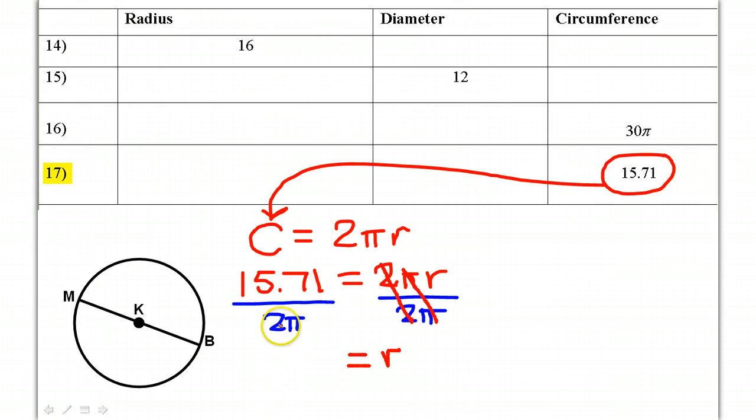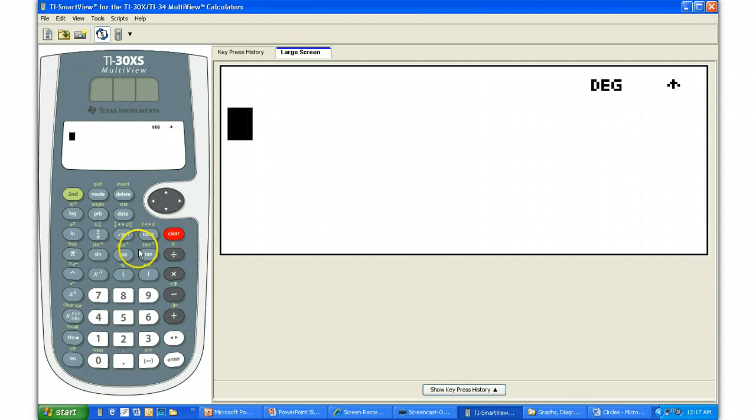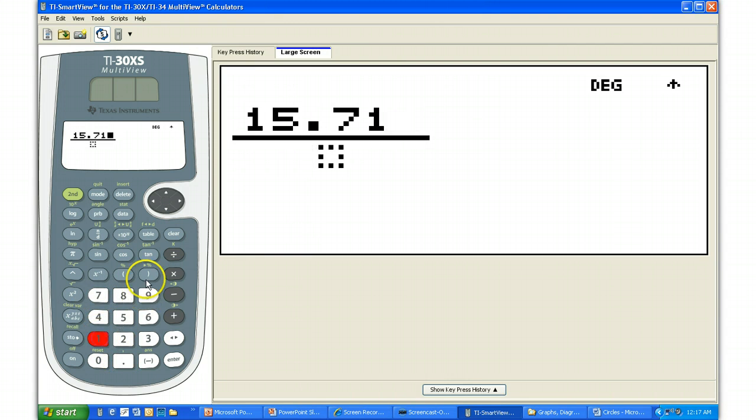So 15.71 divided by 2 pi. Let's make that happen. Please use your N over D button. If you don't use your N over D button, you would have to actually put the 2 pi in parentheses if you were going to use this division key. It's much safer if you just go ahead and write it as a fraction. That's a good habit to get into. 15.71 over 2 pi.